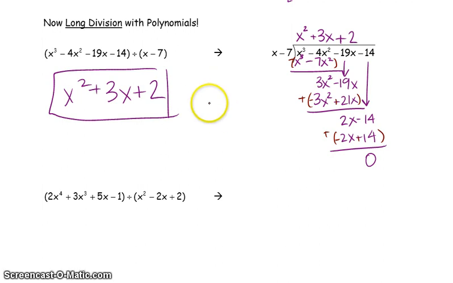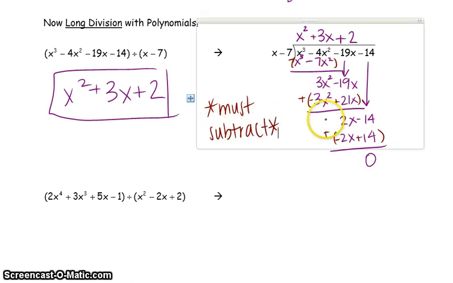Okay, and one of the most important things here is you must subtract. Okay, don't forget that for this.